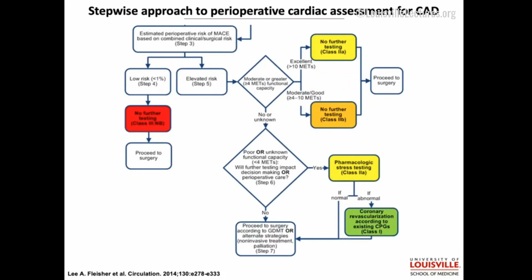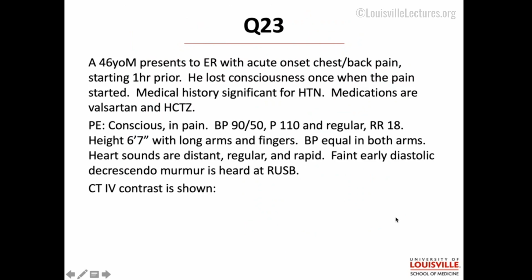This is an algorithm for how to approach that perioperative cardiac assessment. So again, if they're low risk, no testing. Elevated risk, but they can have good functional capacity, then no further testing. But if they have poor or unknown functional capacity, and you would do something about it, okay? So if the person's limb is falling off, you're going to revascularize the limb, and you're not going to delay for some stable coronary disease, okay? So only if it will change the outcome, then you can do a pharmacological stress test. Next question.